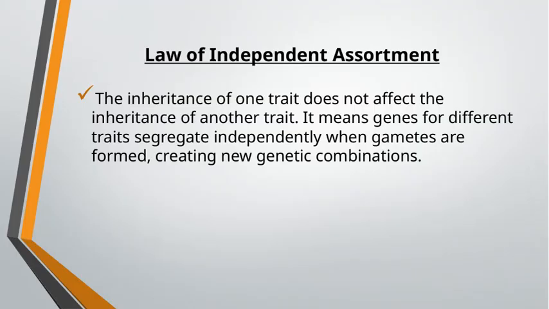Now, let's talk about the law of independent assortment. Essentially, this law tells us that the inheritance of one trait doesn't influence the inheritance of another trait. In other words, genes for different traits are inherited independently of each other. When gametes are formed, these genes segregate separately, which leads to a variety of new genetic combinations. This is a key concept because it explains the incredible diversity we see in offspring and how traits are passed on independently, contributing to the overall theme of genetic variability and inheritance.